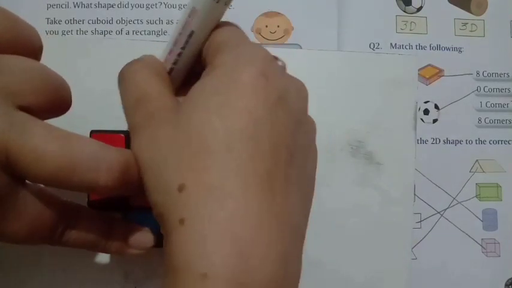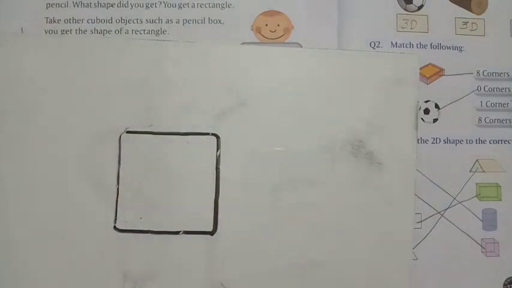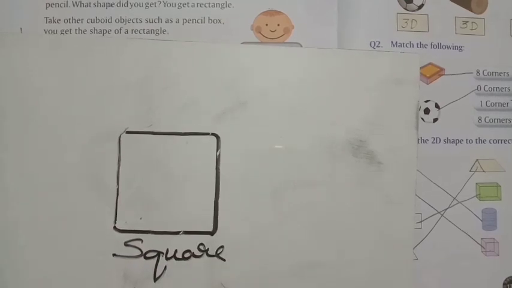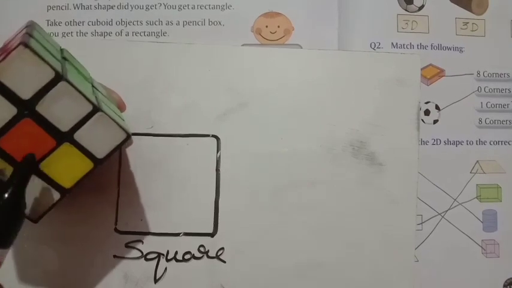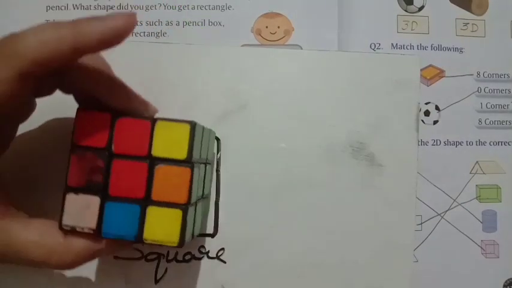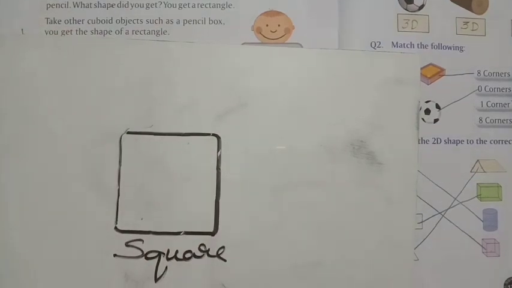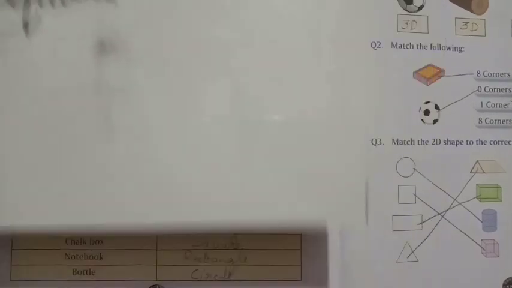Now see, which shape is this? Can you identify the shape? It is a square. So by drawing the outline of this cubic solid shape, we get this plane shape, a square. In this way we have to find out for the pictures given here.